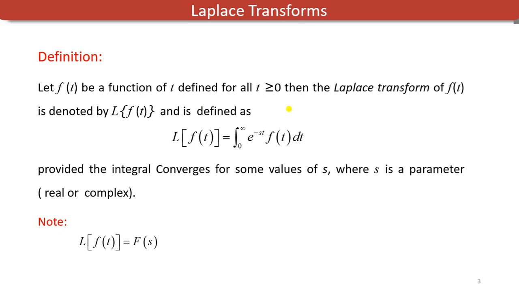Let f of t be a function of t defined for all t greater than or equal to 0. Then the Laplace transform of f of t is denoted by L of f of t and is defined as L of f of t is equal to integral 0 to infinity e power minus st f of t dt, provided the integral converges for some values of s where s is a parameter. It may be real or complex, and the Laplace transform is denoted by capital F of s.